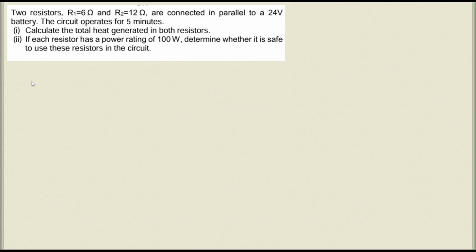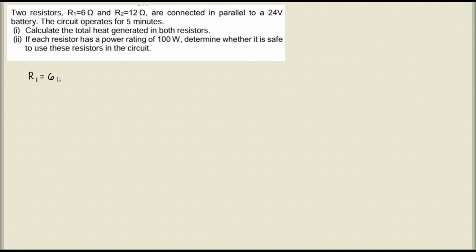Next question. The two resistors R1 6 ohms and R2 12 ohms are connected in parallel to a 24-volt battery. The circuit operates for 5 minutes. First question, calculate the total heat generated in both the resistors. Second, if each resistor has a power rating of 100 watt, determine whether it is safe to use these resistors in the circuit. So first of all, we can write down what all data are given.